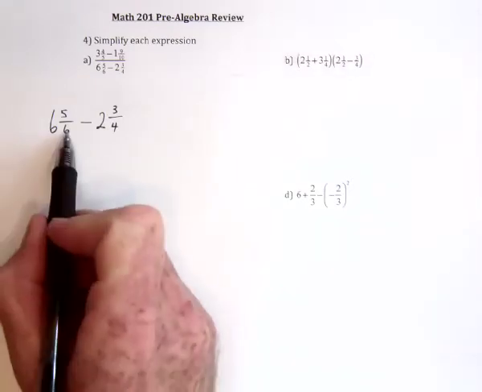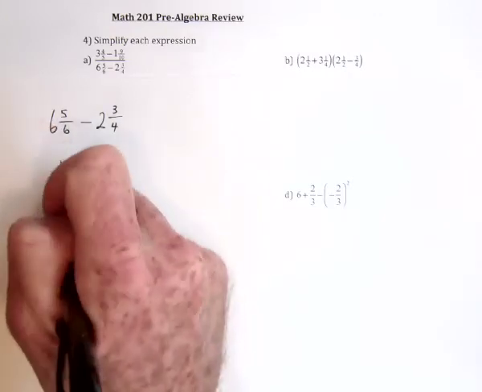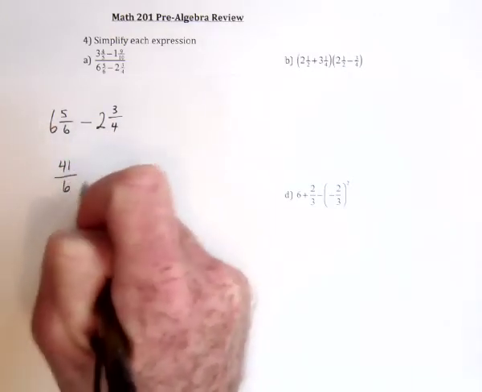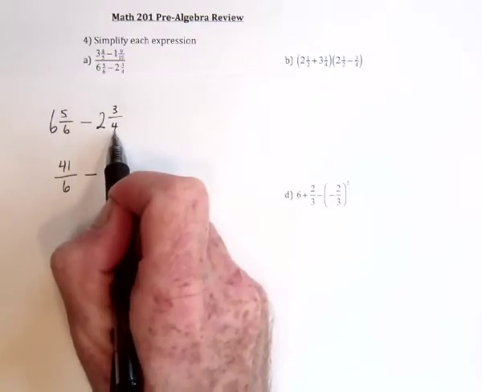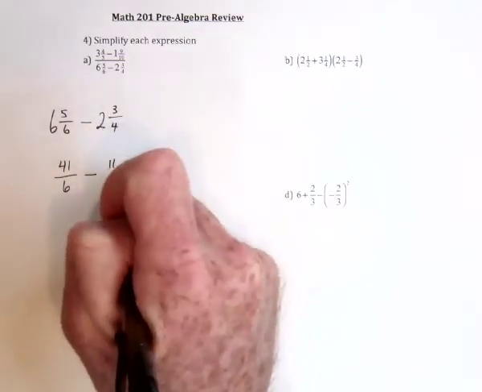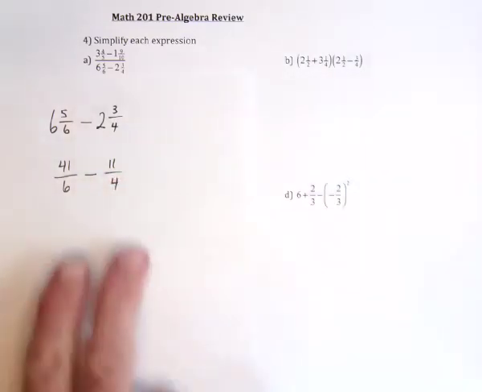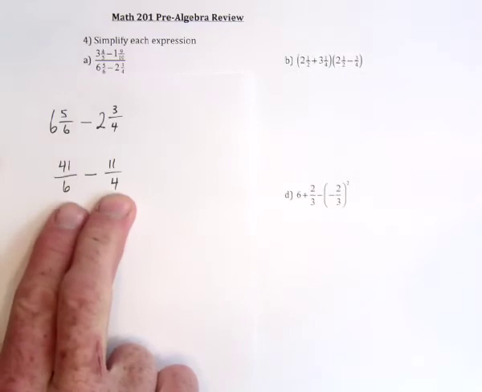So multiplying this direction will be 36 plus 5 is 41/6. Multiply here is going to be 8. 8 and 3 is 11. So it's good to eventually be able to just look at those and find out, well, what is the least common denominator? It's going to be a 12.